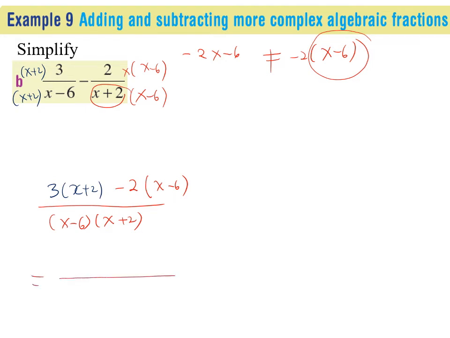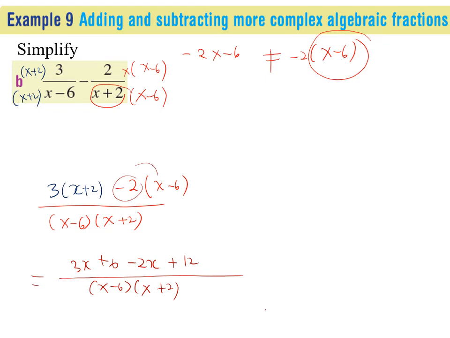Next, I need to simplify the numerator. The denominator, we don't have to do anything. Don't need to expand the denominator. Leave it as it is in factor form. But the numerator, I can expand and then simplify. So 3 times x is 3x. 3 times 2 is 6. My minus 2 times x is minus 2x. Minus 2 with minus 6, that will be plus 12.